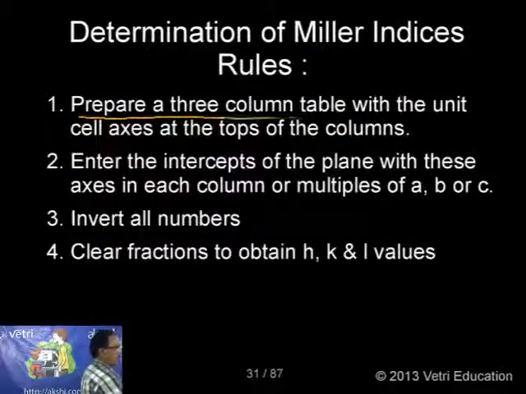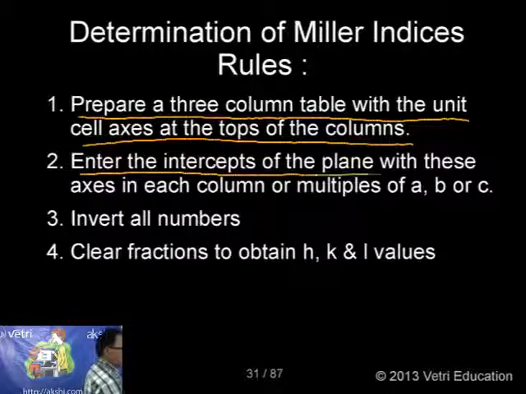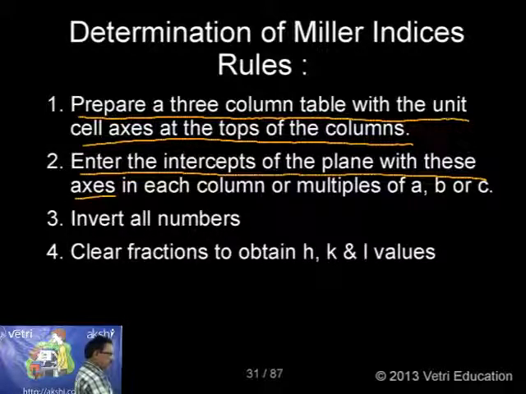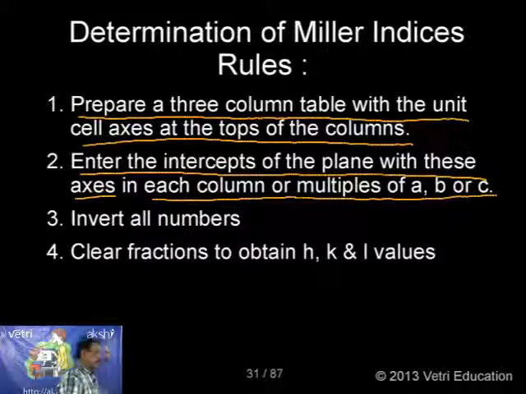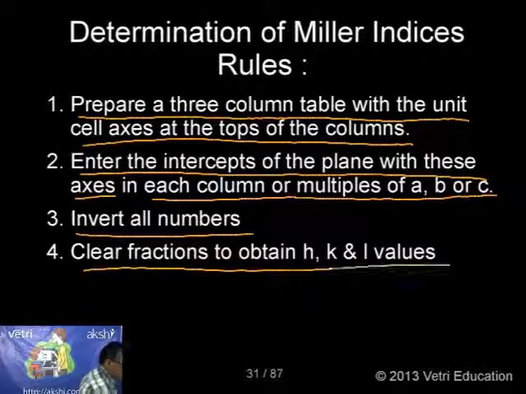Step 1: prepare a 3 column table with the unit cell axis at the top of the columns. Step 2: enter the intercepts of the plane with these axes in each column, as multiples of A, B or C intercepts. Step 3: invert all numbers. Step 4: clear fractions to obtain the h, k and l values. So these are the 4 steps we have to follow to determine Miller indices.